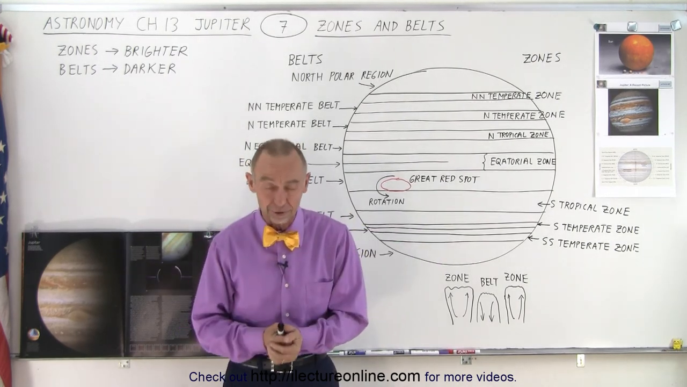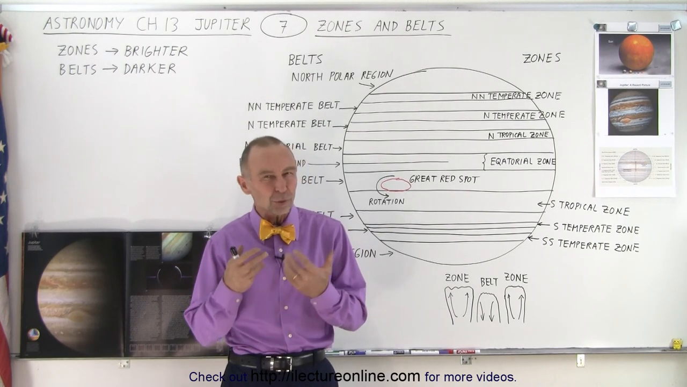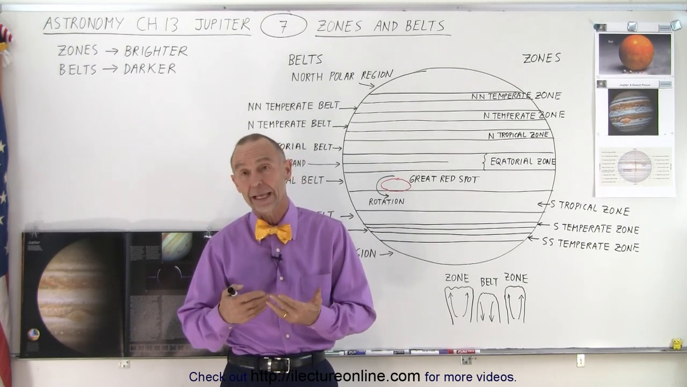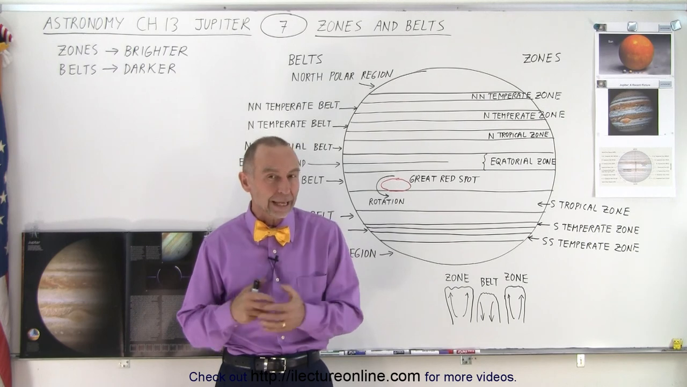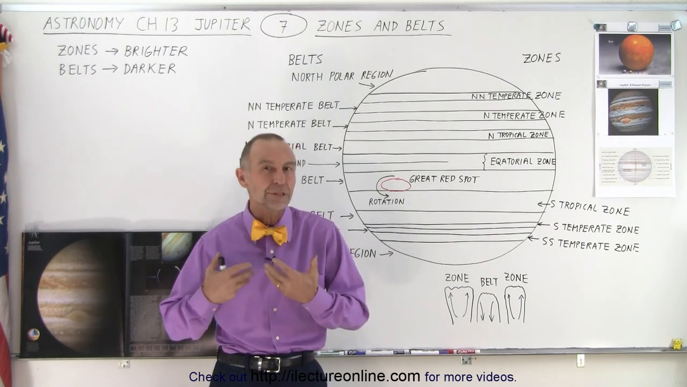Probably one of the most significant features of the planet Jupiter are those bands across the surface. They're very, very visible. Saturn has them as well, but not nearly as visible as Jupiter does. And the coloration, of course, is unique.